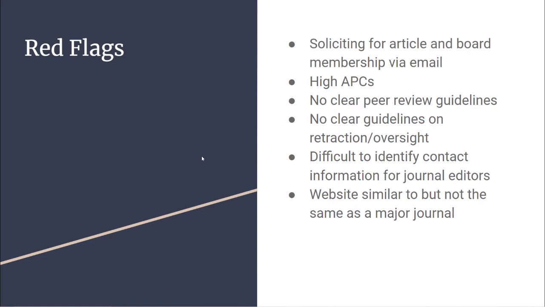Sometimes predatory journals will dress themselves up like a common journal. For example, earlier we were talking about the New England Journal of Medicine. There may be a predatory journal out there that would call itself something like the New England Medicine Journal, where they may just change one or two words around to try to trick people into thinking they're another journal.